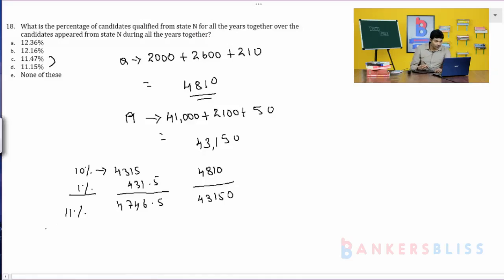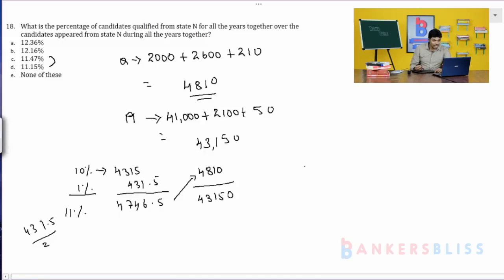Okay, so 0.5% means how much are you going to get? 1% means 431.5. So 0.5% means divide by 2. Almost 200 you are going to get. But what is the difference? The difference is almost 60, not more than that. But if you calculate 0.5%, then it is 200. So it is better to calculate 11.15% directly.